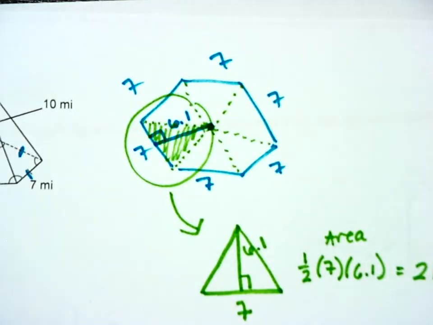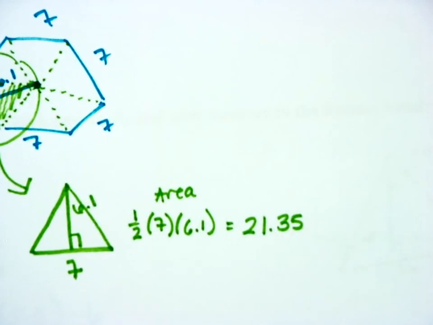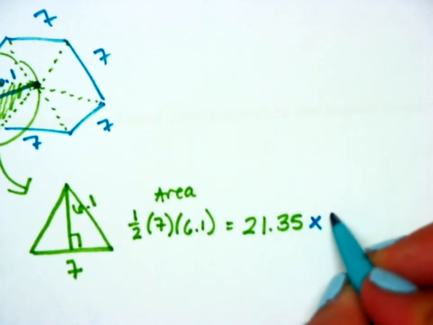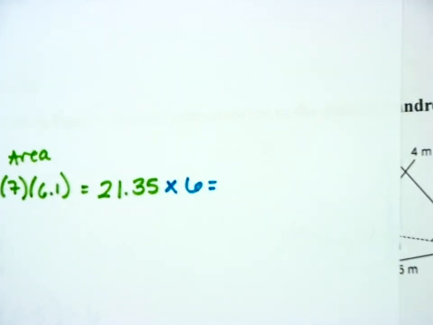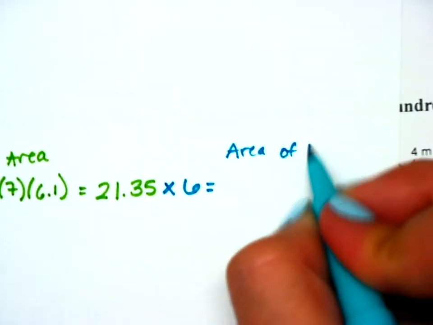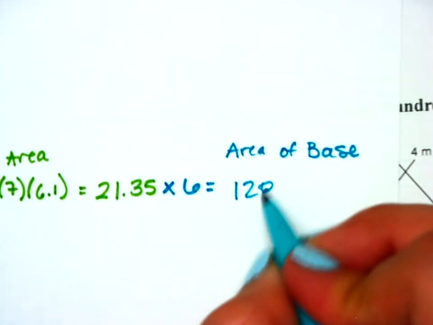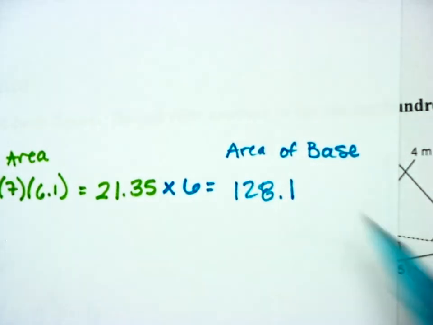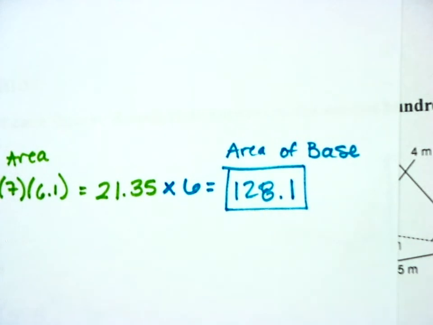And then we know there's 6 of them. So I just take this number and multiply by 6 because I know there's 6 triangles. Okay? This is going to give us the whole area of the base. So let's go ahead and multiply that by 6. And I get 128.1. This is the area that I'm going to use in my volume formula. So a lot of steps here, but I just found the area of the base.